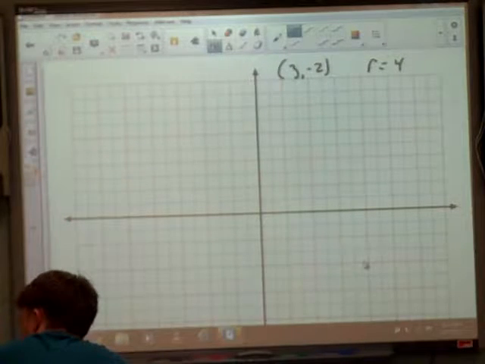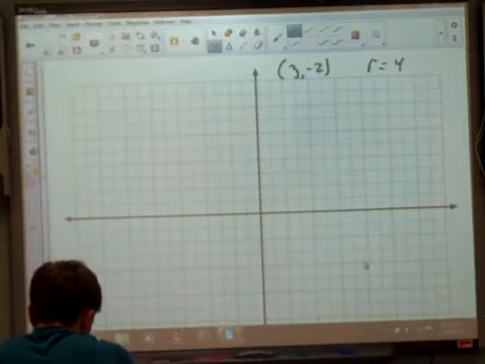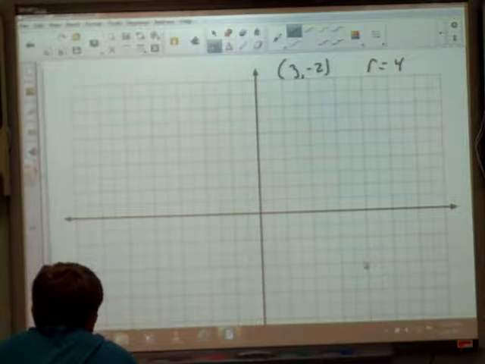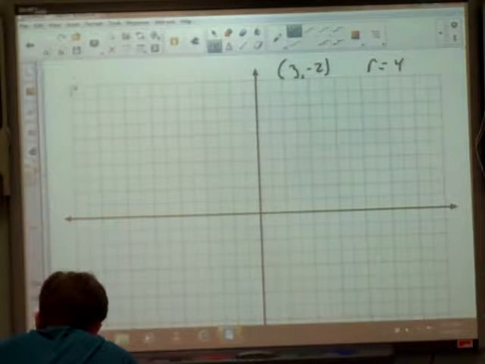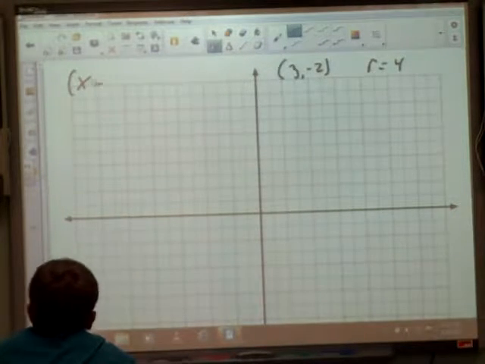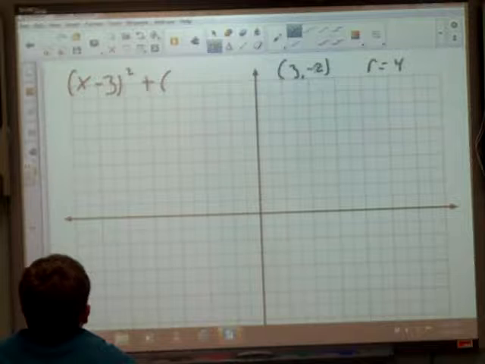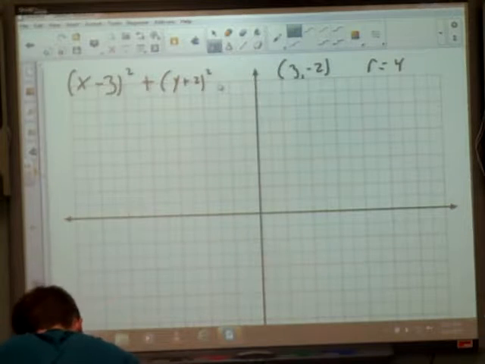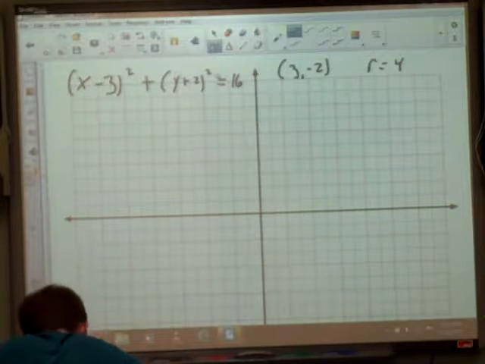Okay, this time I've given you the center. The center of my circle is at (3, -2), and the radius is 4. The directions this time say find the equation of the circle and then graph it. So the equation starts off with that first thing I gave you on the first page. I'm going to have x minus 3 squared, that's my h, and then plus y, and I've got negative 2, so minus negative 2 is plus 2, squared, equals 16. Very good.